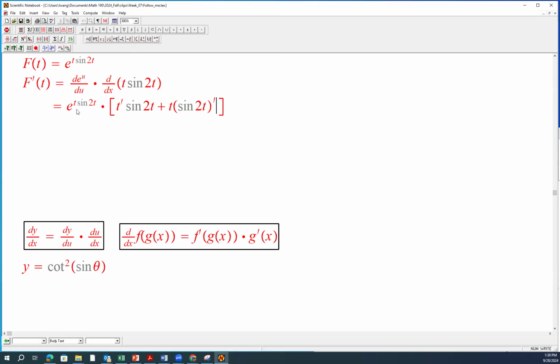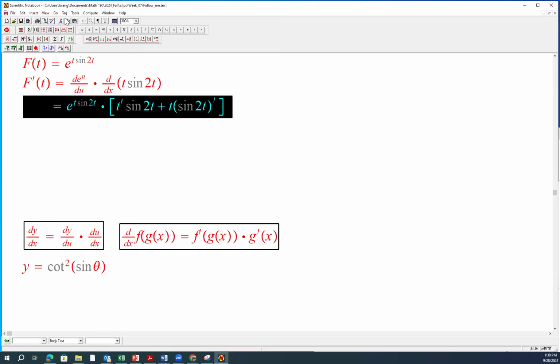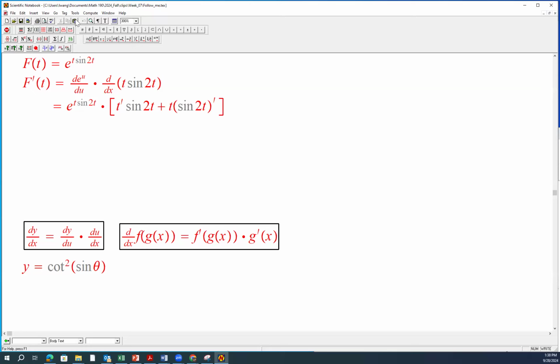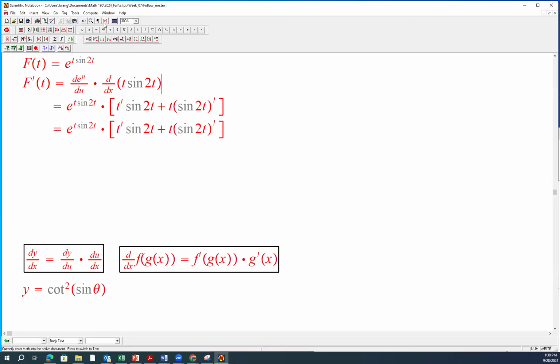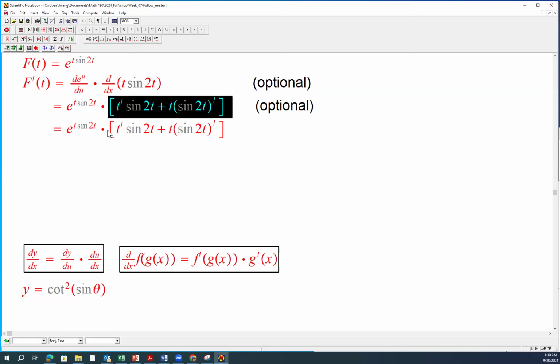You can write this step, or you don't write this step and go to the next. Okay, so this is optional. Let me just write it down, because a lot of you do ask, how do I show work? How much do I want to see? This part is optional, and that part is optional. You can replace this part by the next step.